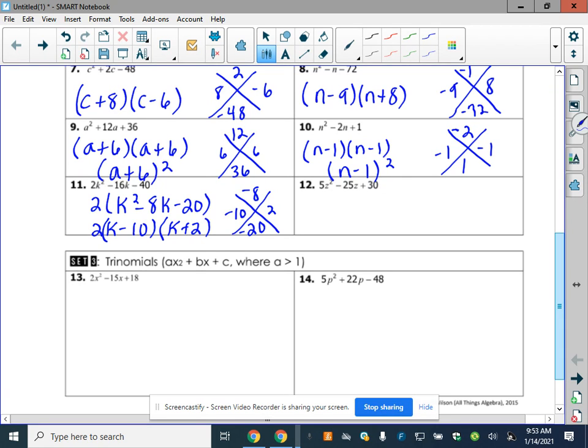Number 12, I have a common factor of 5. So I'm going to divide all those terms by 5. So that'll be z squared minus 5z plus 6. Then I can factor with the x. 6 on the bottom, negative 5 on the top. The factors that multiply to 6 and add to negative 5 are negative 3 and negative 2. Bring down the 5 as part of the answer. So that's 5, z minus 3, z minus 2.